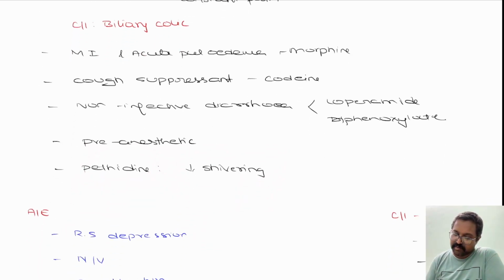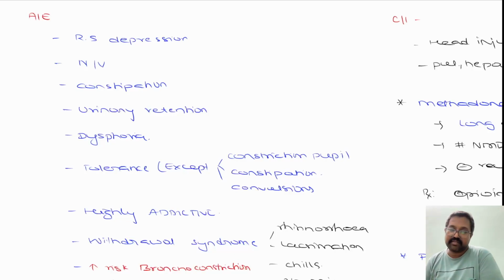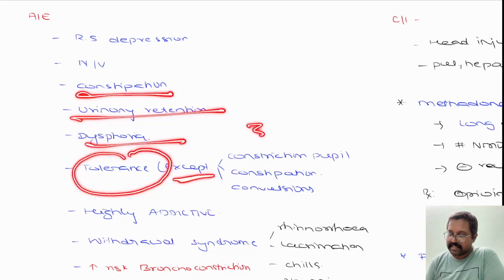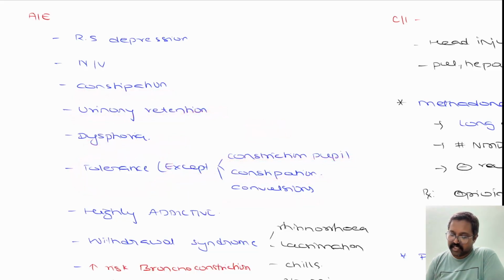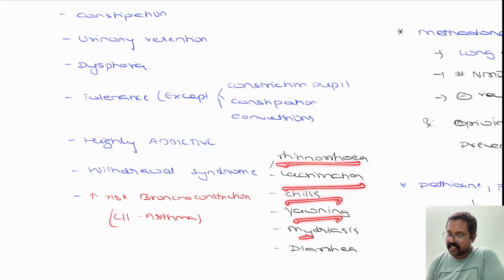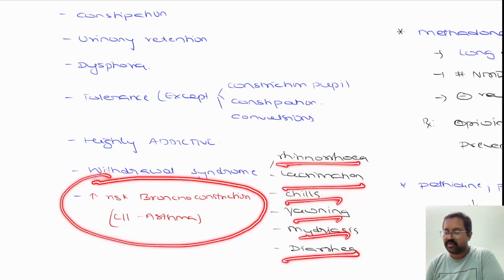to decrease the shivering. So what are the side effects associated with morphine? As you know, it is a CNS depressant, and it also causes respiratory depression. It causes nausea and vomiting. It causes constipation, urinary retention, dysphoria. Tolerance will occur to all except for the very important three Cs, that is the constriction of the pupil, miosis, constipation, and convulsion. And it is highly addictive in nature. Withdrawal will lead to withdrawal syndromes with rhinorrhea, lacrimation, chills, yawning, mydriasis, and diarrhea. And also you should remember, it should not be given in asthma patients because it causes bronchoconstriction.